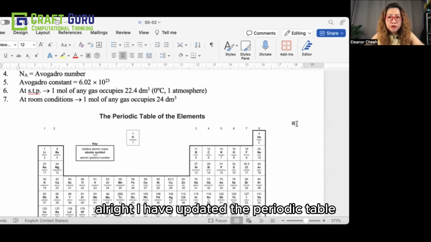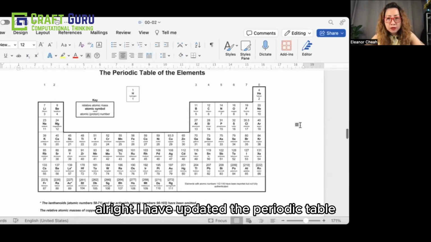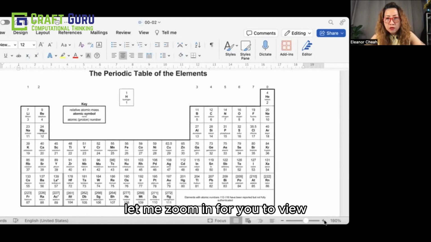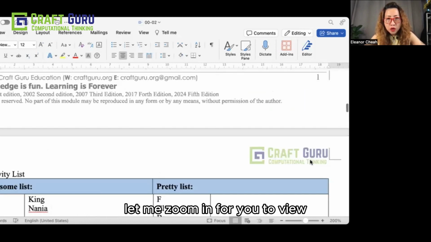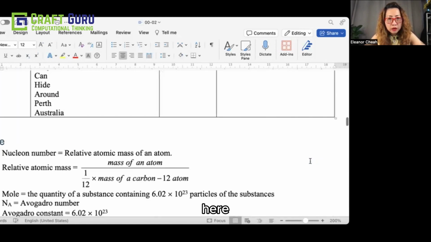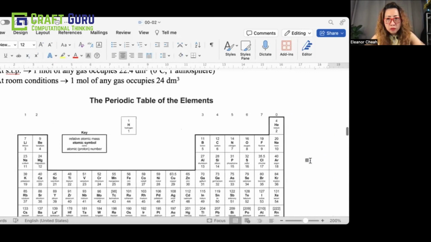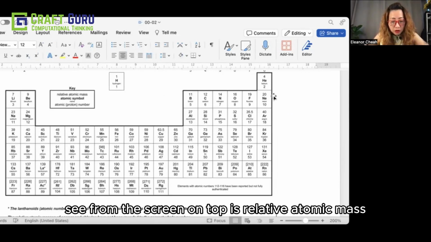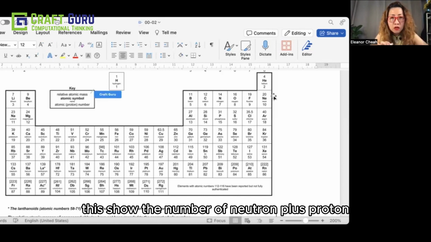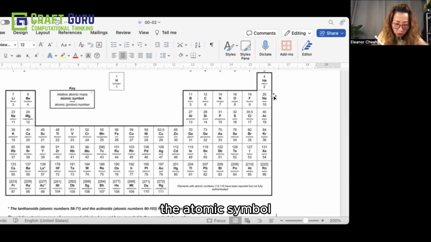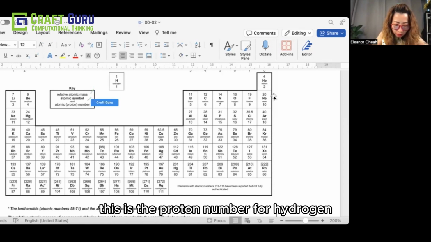Alright, I have updated the periodic table. Let me zoom in for your easy view. Here. You can see from the screen on top is relative atomic mass. This shows the number of neutrons plus protons. The atomic symbol, this is the proton number.